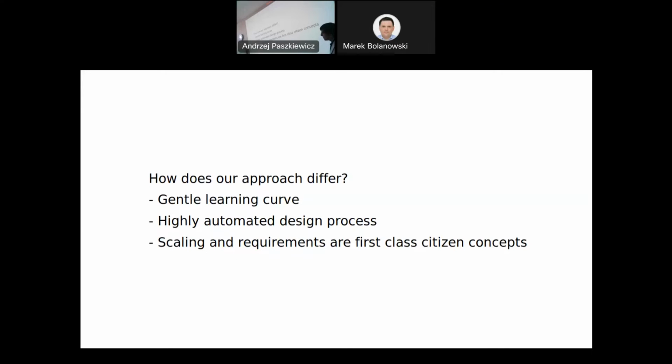Our method, our framework, differs in that it only requires knowing the basics of V-graphs to use it. What are V-graphs? I will talk about that in a minute. It is highly automated. What I mean is that after one of the first stages, the design process can be left to specialized tools. And what was very important for us is that scaling and taking requirements into consideration is built into the framework.